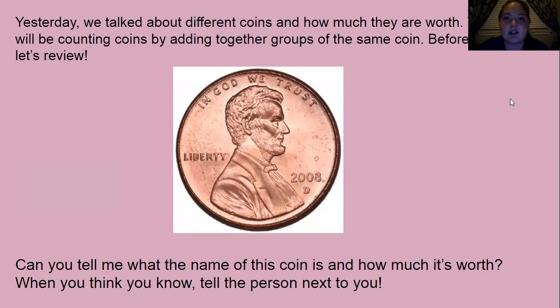Yesterday, we talked about different coins and how much they are worth. Today, we will be counting coins by adding together groups of the same coin. But before we do that, let's review the coins we learned yesterday. Can you look at this coin and tell me what it's called? Can you also tell me how much this coin is worth? Think about it, put it in your brain, and when you think you know, tell the person next to you. Take some time to do that now.